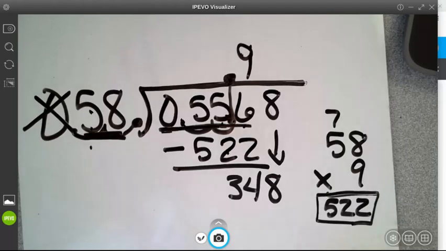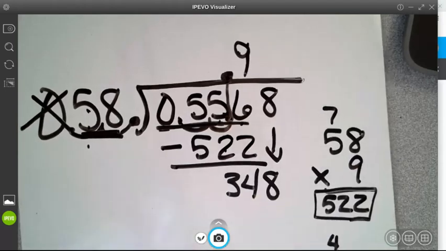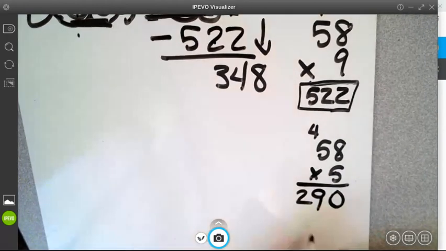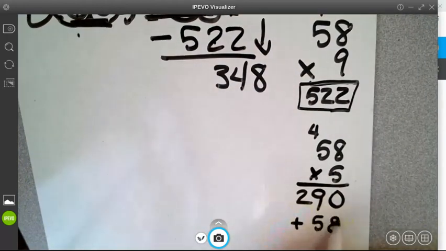8 times 5 is 40, carry my 4. 5 times 5 is 25, plus 4 is 29. Now, do I think I could fit another 58 in there? Let's see. I'm going to try to add another 58, just in case. Maybe it could have gone 6 times.